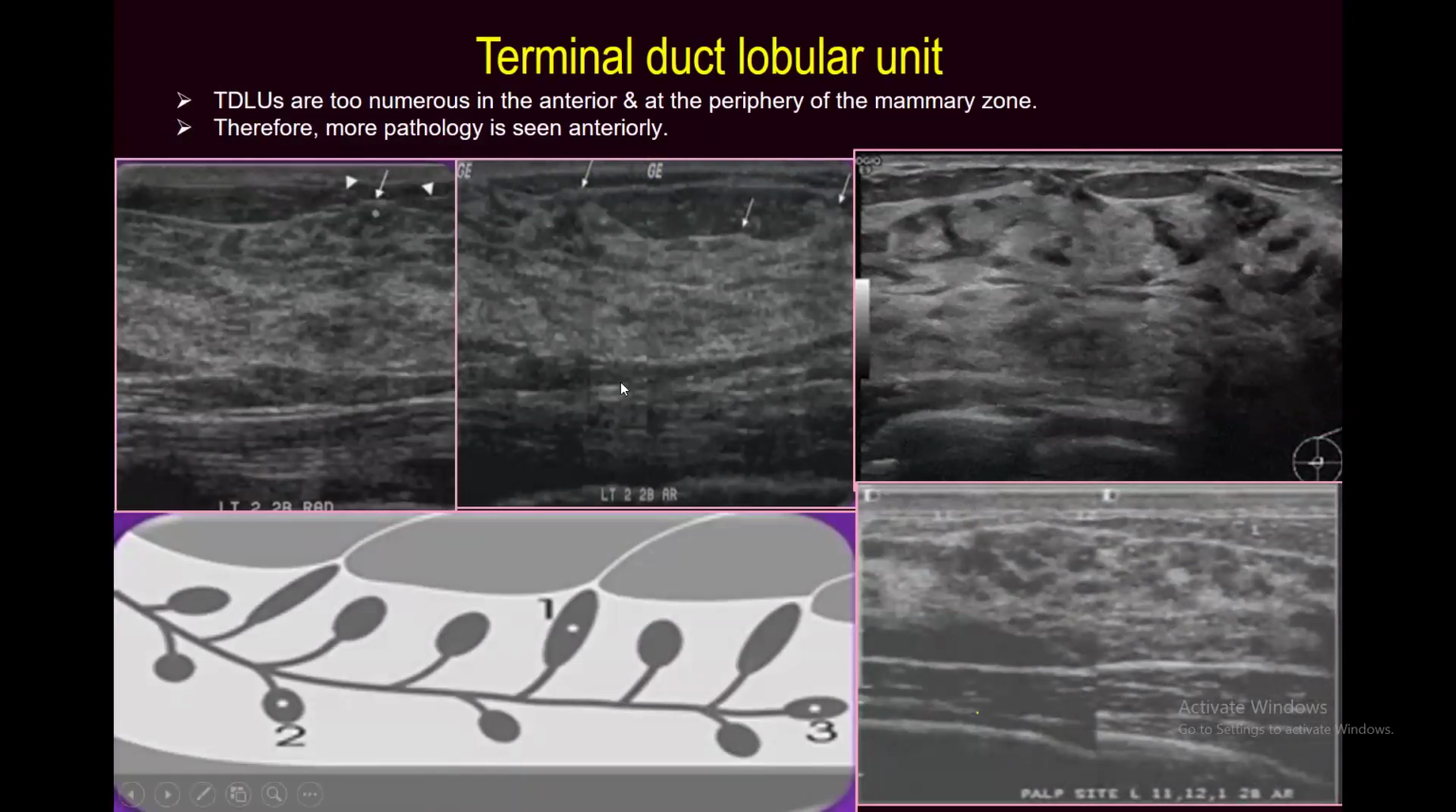Here, this is an ultrasound image. As we can see, too numerous oval terminal duct lobular units in the anterior part of the parenchyma compared to the posterior half. In this example again, if we divide the parenchyma into two, can you see the anterior compared to the posterior one?